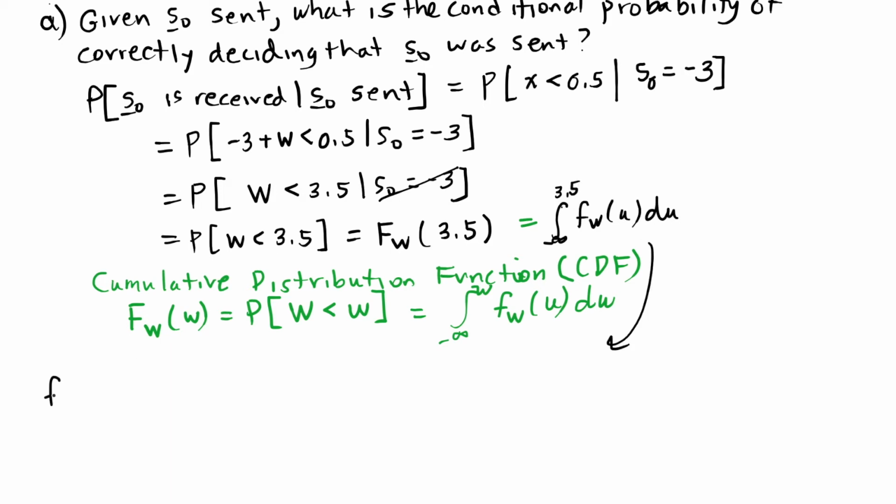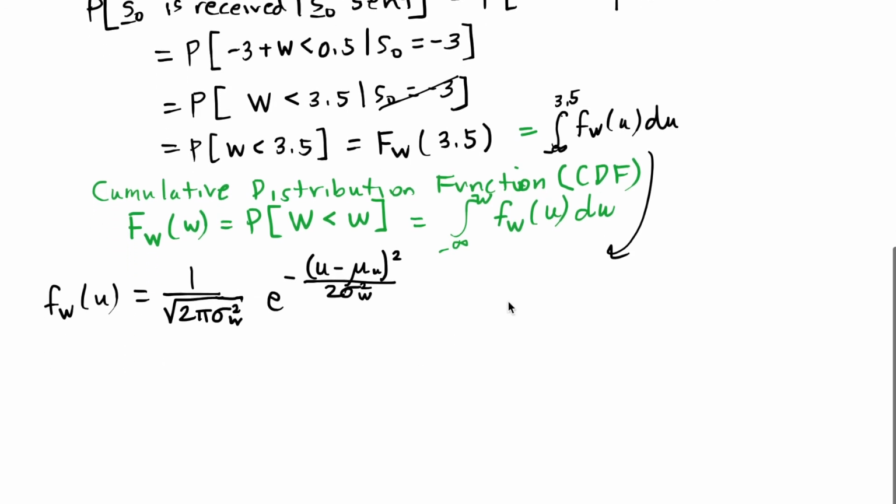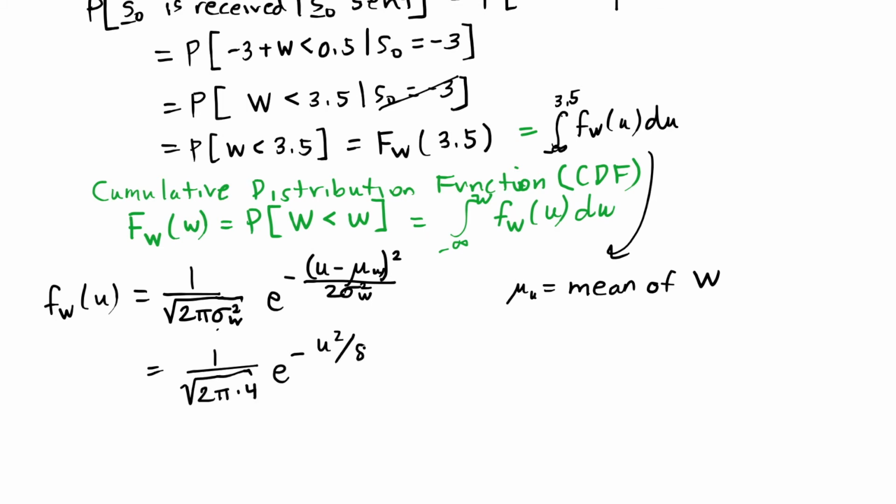I'm going to take this around here, is a Gaussian PDF. So it has this function for all u, all values of u. We take that value of u, we subtract the mean, and we square it. We divide by 2 times the variance, and we put all that in an exponential, and we multiply by the constant 1 over the square root of 2 pi times sigma w squared, the variance. In this case, the variance is 4, and the mean is 0. So that would be the form of our function.